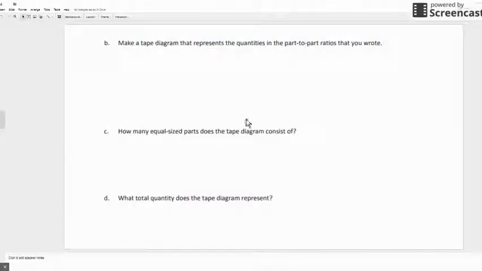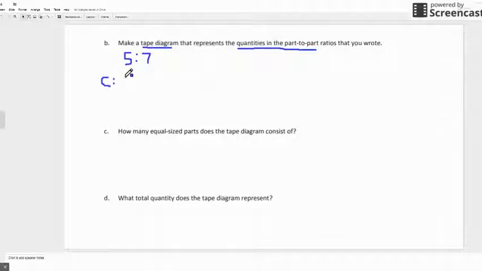All right, hello students. Let's go ahead and start with moving on with B, C, and D. So if we look at B here, let's get out our pen. It says make a tape diagram. So I like to underline what we're going to do. I'm going to make a tape diagram that represents the quantities in the part-to-part ratio. Well, remember from above, we wrote a part-to-part ratio of 5 to 7, representing cars to trucks. So all we have to do is simply make a tape diagram based on this.